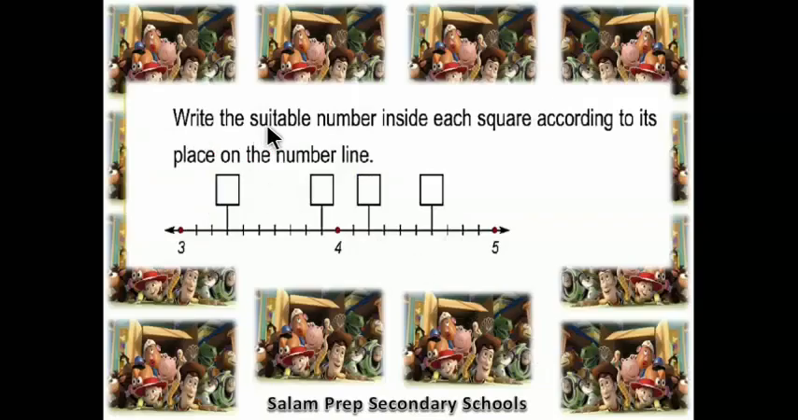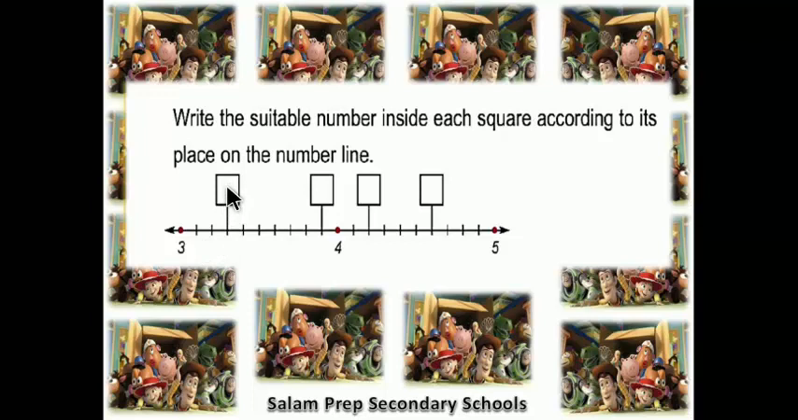Write the suitable number inside each square according to its place on the number line. This is the number line. Start with 3, end with 5. From 3 to 4, there are 10 jumps. From 4 to 5, there are 10 jumps. Okay?